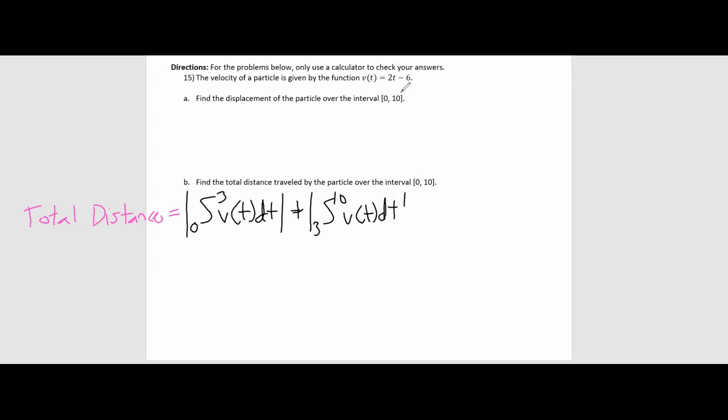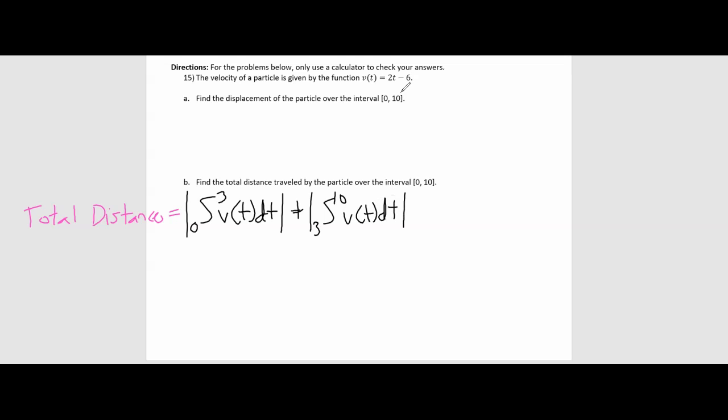So our total distance is equal to the absolute value of the integral from 0 to 3 of v of t dt plus the absolute value of the integral from 3 to 10 of v of t dt.